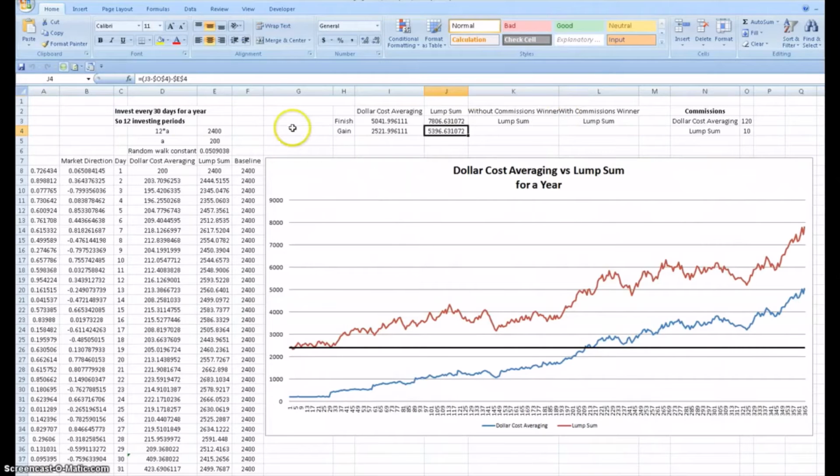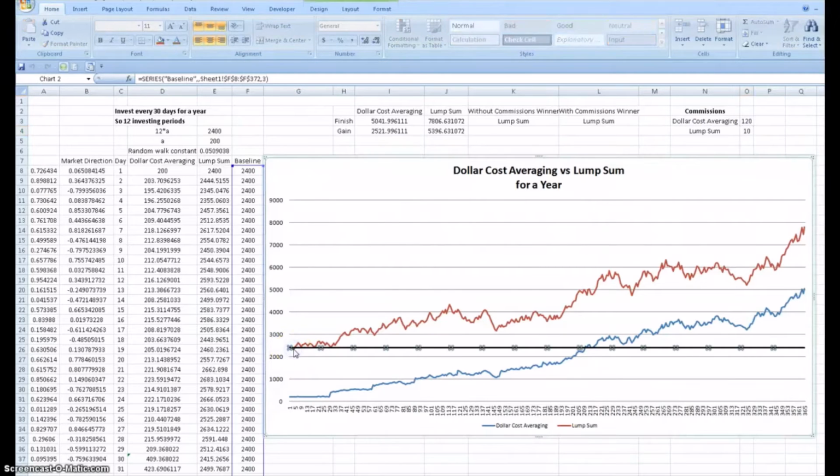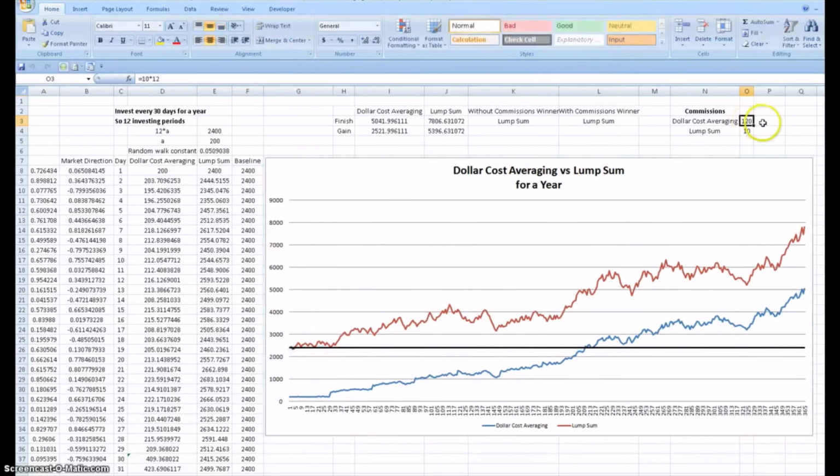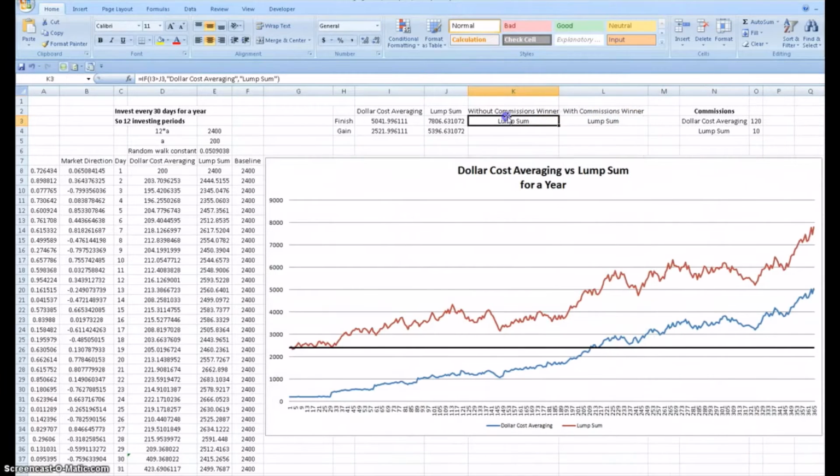One thing you have to keep in mind is commissions. So I just assume commissions are $10 per buy. So lump sum, you just buy once at the beginning, so that's $10. But dollar cost averaging, you buy every month, so that's $120 total commissions. So I consider a with commissions winner and a without, this is a without commissions winner, and this is a with commissions winner.